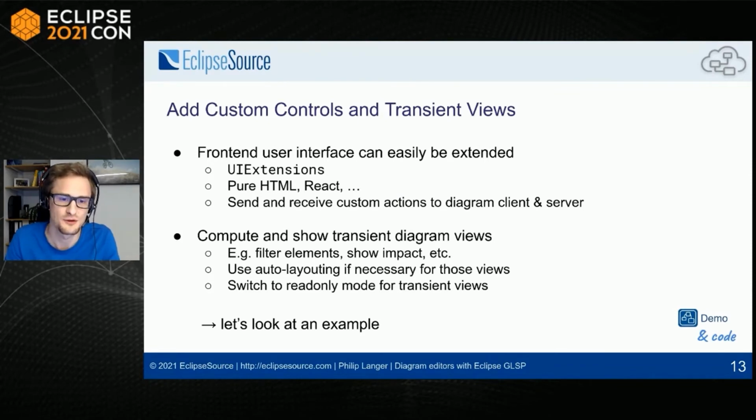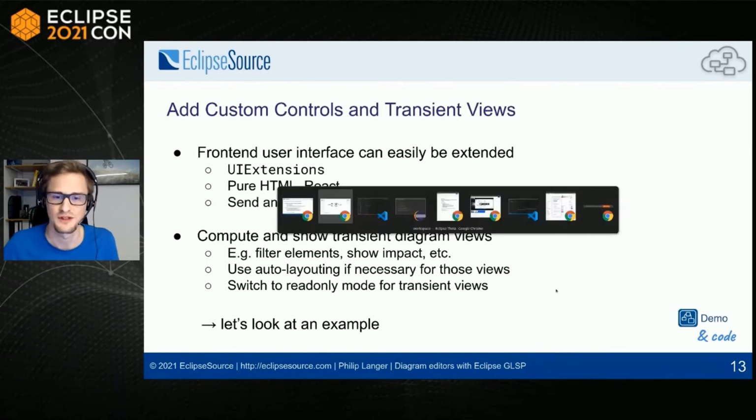One example that you could also do is to show transient diagram views. So when you click on some button in your custom controls, you change the diagram on the fly by filtering elements, showing impact, and so on. Maybe you want to use auto layouting to show this subset of filtered elements and switch to read-only mode to indicate that this is just a view. So let's see how this can be implemented pretty easily.